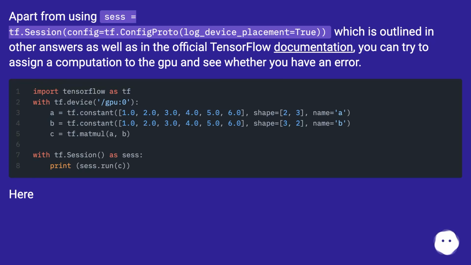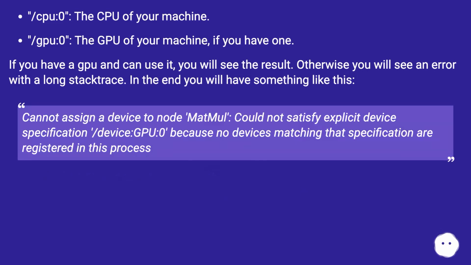Here. CPU:0, the CPU of your machine, /GPU:0, the big GPU of your machine, if you have one. If you have a GPU and can use it, you will see the result. Otherwise you will see an error with a long stack trace. In the end you will have something like this. Cannot assign a device to node MatMul: could not satisfy explicit device specification /device:GPU:0 because no devices matching that specification are registered in this process.